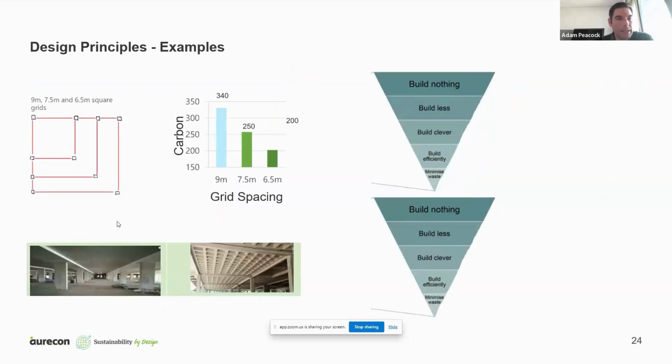And then this is an example going from a 6.5 metre grid, a 7.5 metre grid, and a 9 metre grid. We were able to achieve significant reductions in embodied carbon. So you can see there the 6.5 metre grid is much more efficient. It's got around about 200, whereas the 9 metre grid's around about 340. So it's nearly half.